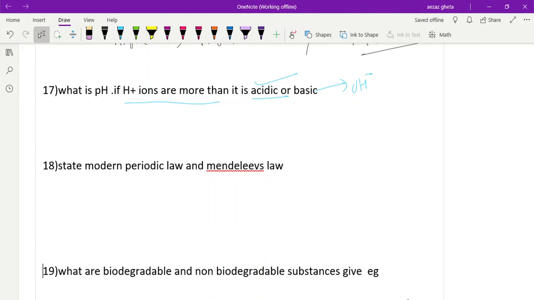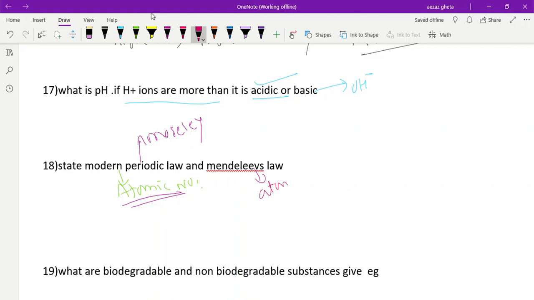Okay, the next question is: state modern periodic law. Modern periodic law states that properties of elements are the periodic functions of their atomic number. Given by Henry Moseley. Mendeleev's law: properties of elements are the periodic functions of their atomic mass.